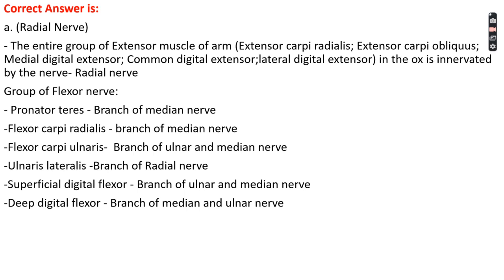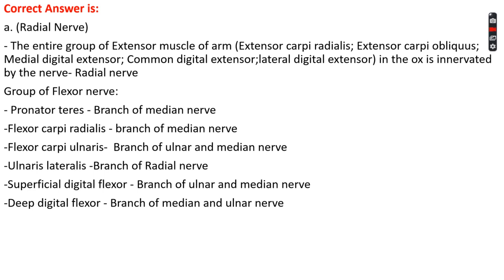The entire group of extensor muscles of the arm, that is the extensor carpi radialis, extensor carpi obliquus, medial digital extensor, common digital extensor, and lateral digital extensor, in the ox, all these muscles are innervated by the radial nerve. In case of flexor muscles, the pronator teres is innervated by the median nerve. Flexor carpi radialis is also innervated by branches of the median nerve.